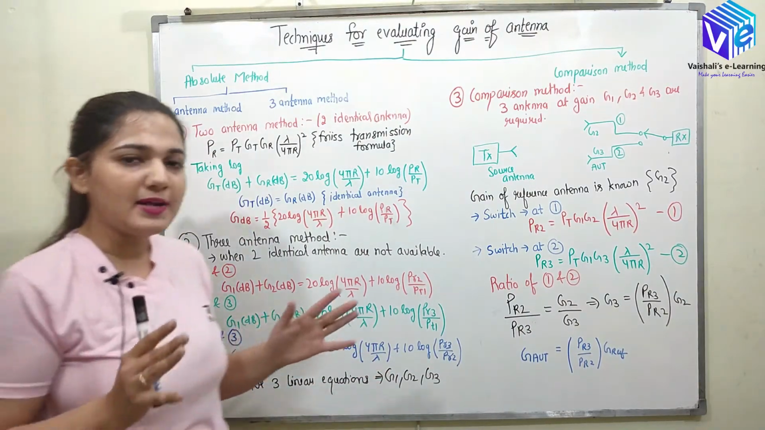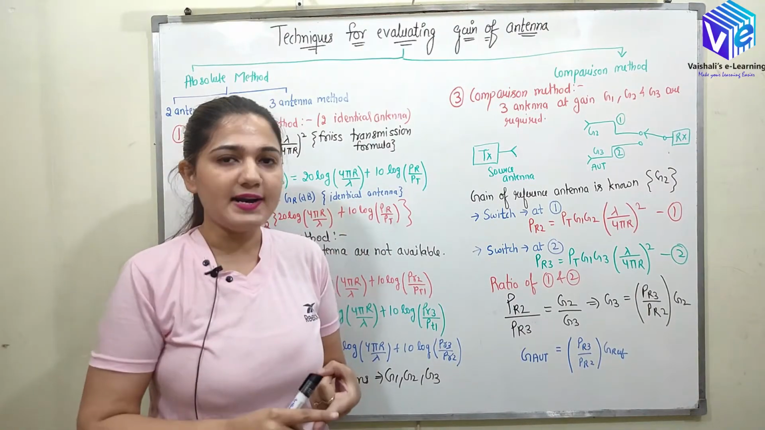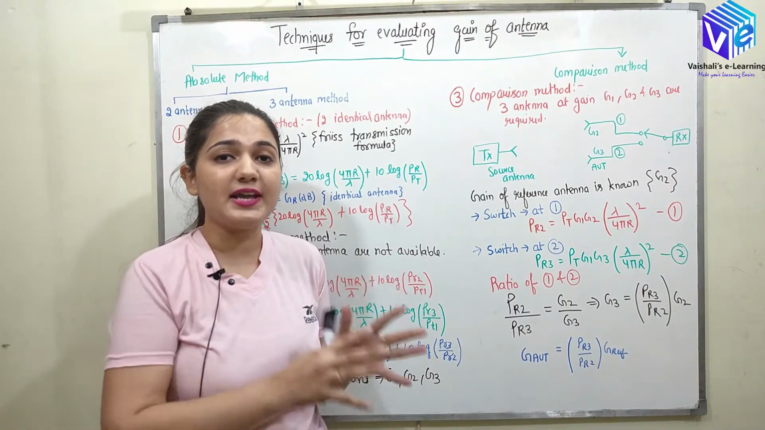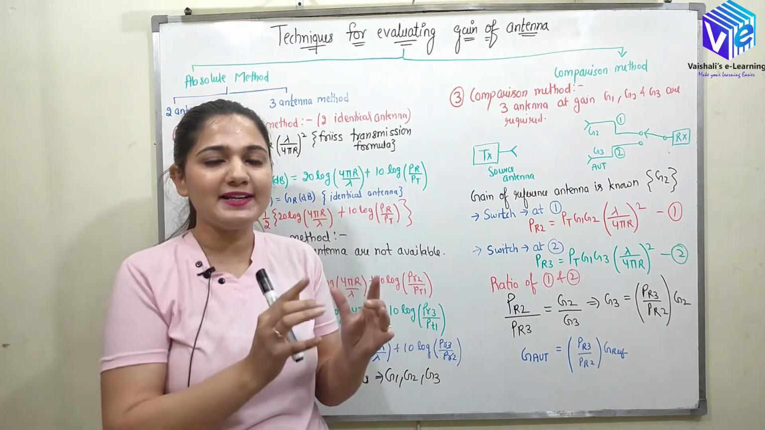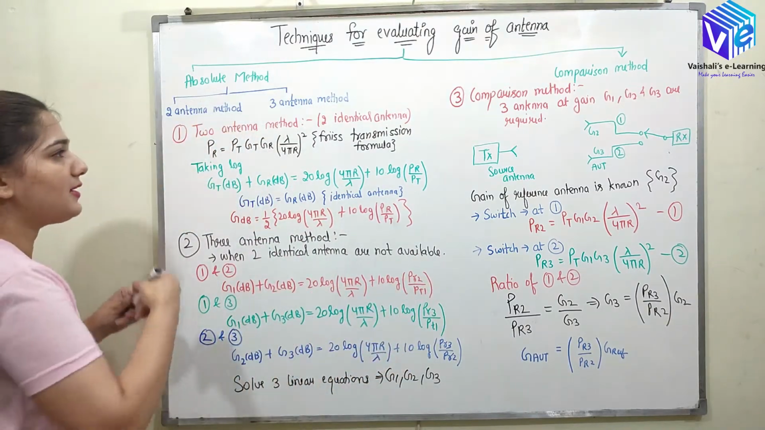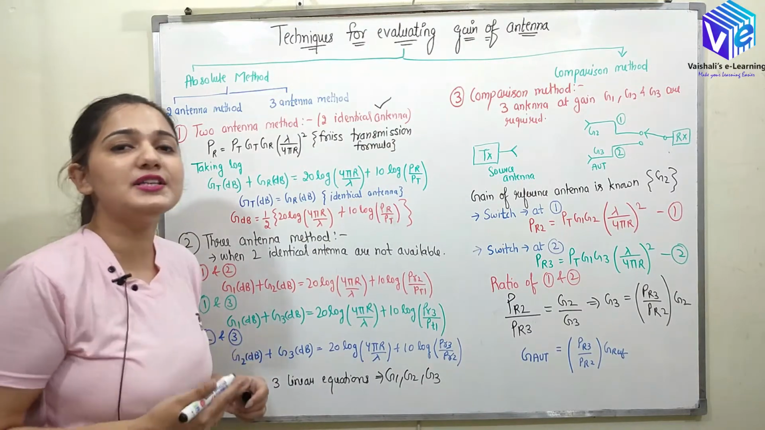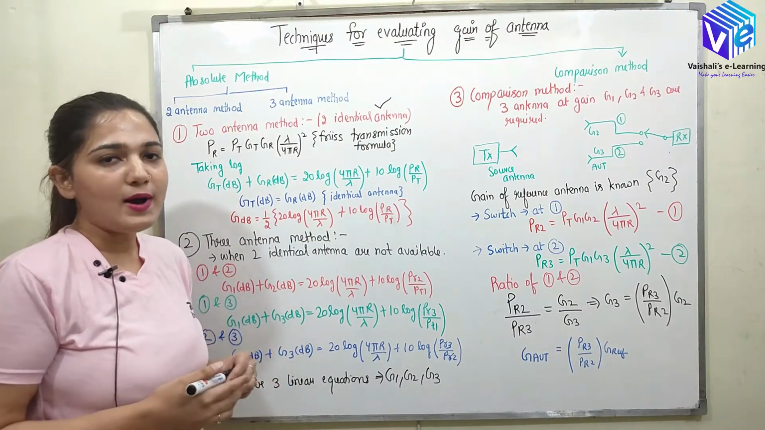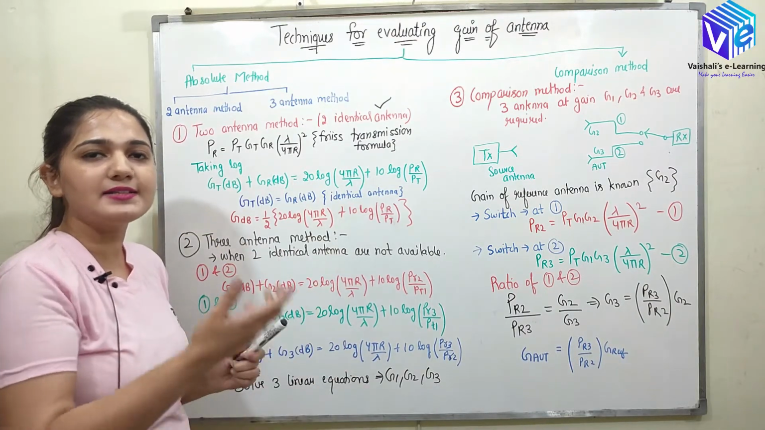In the two antenna method, we require two identical antennas. Two identical antennas means their gains should be the same. If you are not getting two identical antennas, you cannot use the two antenna method. So now here we have two identical antennas and we will be using the Friis transmission formula. One antenna I will be using as a transmitter, another as a receiver.